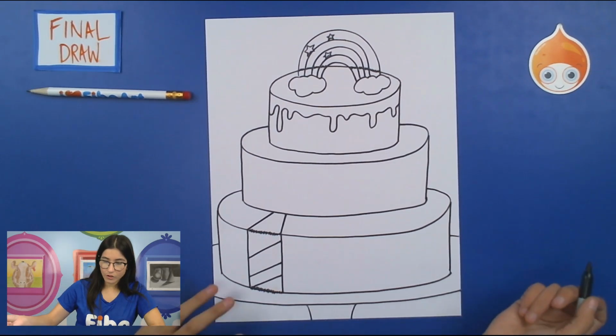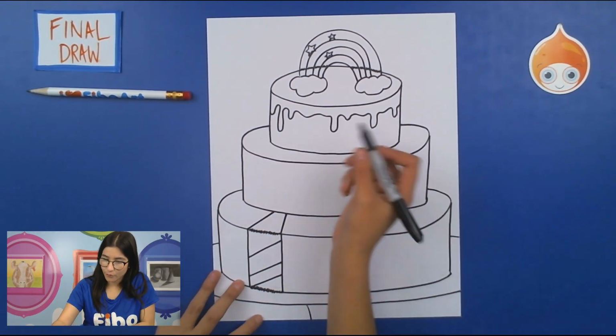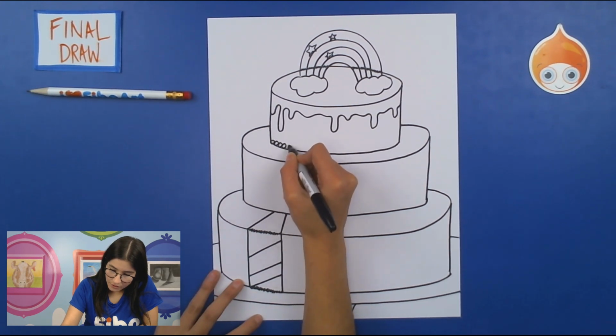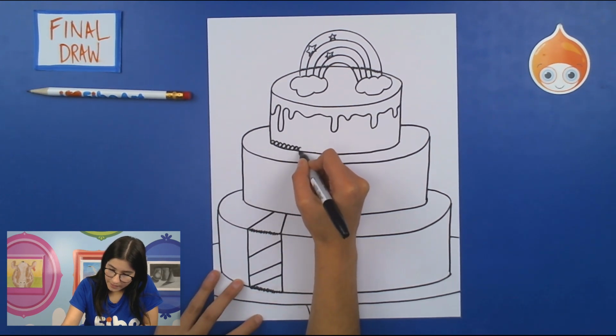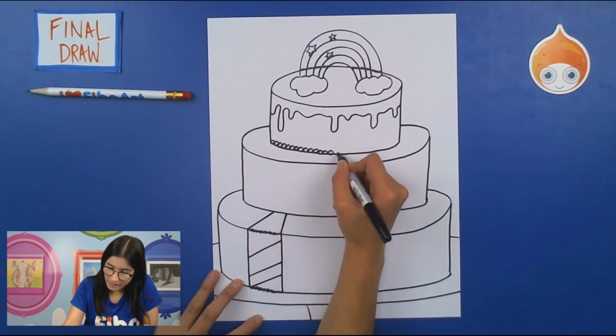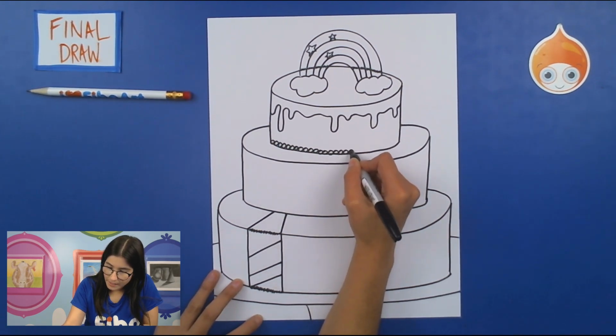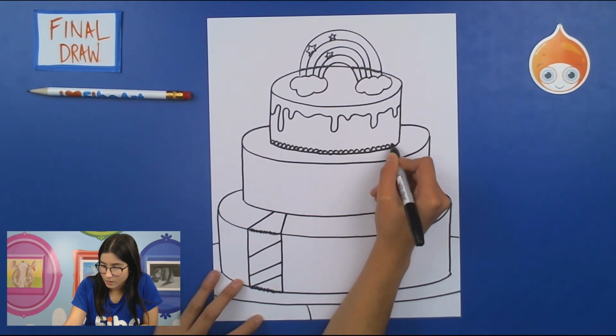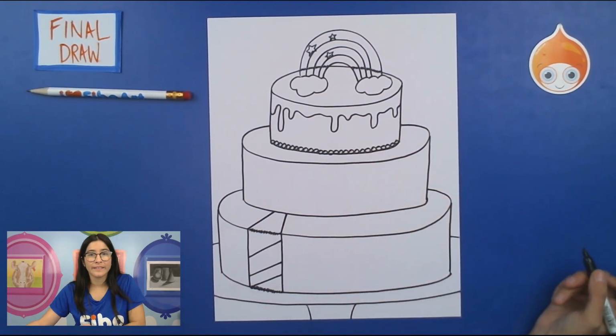Okay, so at the bottom of my rainbow cake here, I think at the very bottom I am going to add these little circles for some decoration. Now I'm just going to set that right at the bottom along that line from my first layer of cake. And I'm just adding a pattern of circles. They're all circles following that line there.